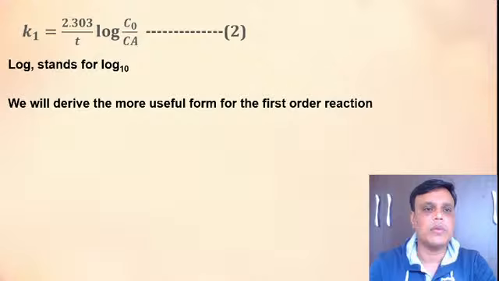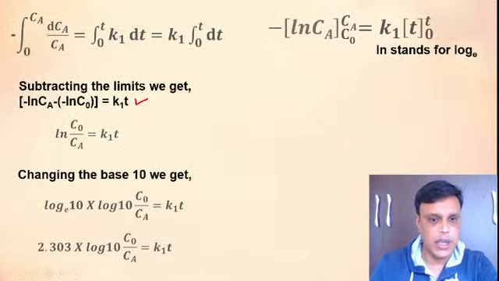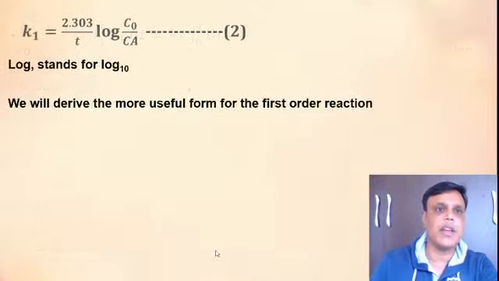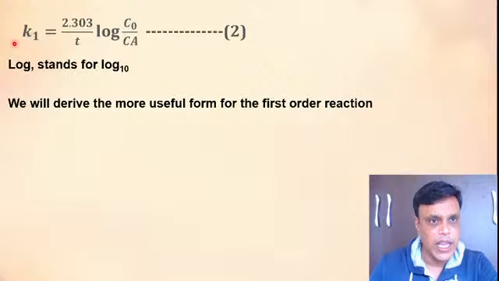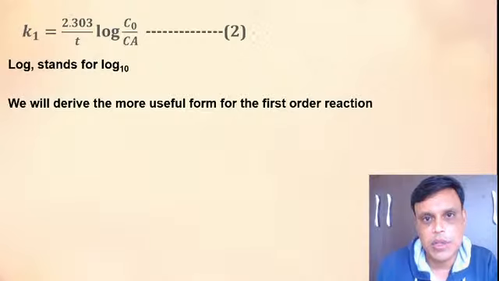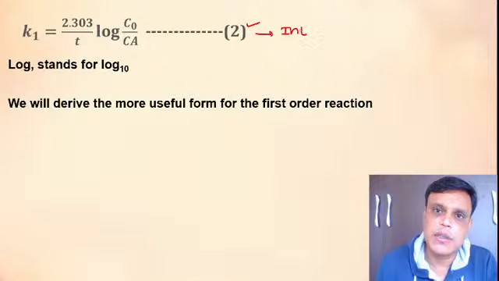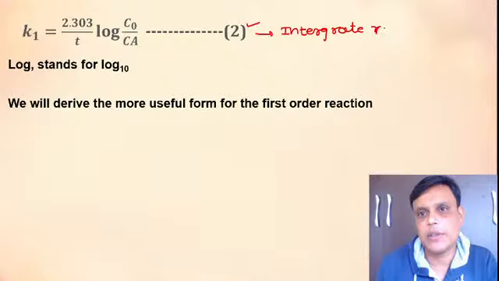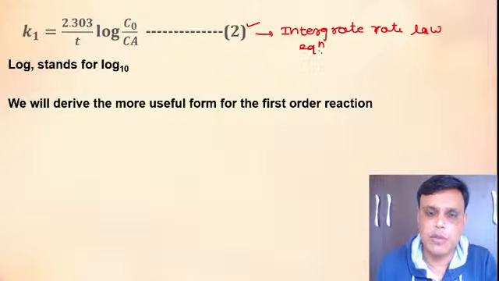Now we will rearrange this equation in terms of k1. So we will get k1 is equal to 2.303 by t into log C0 by Ca. We will call this equation number 2, and this is your integrated rate law equation for first order reactions.